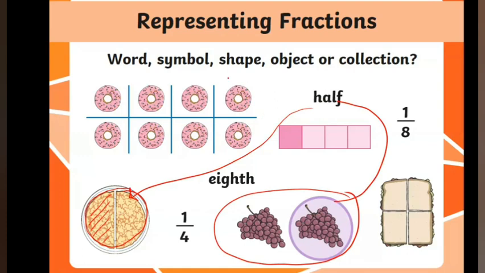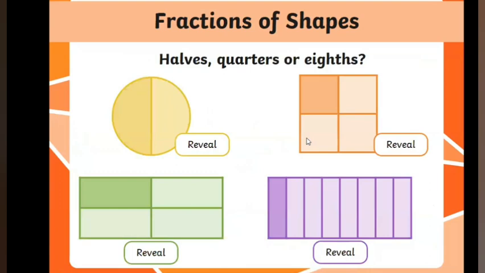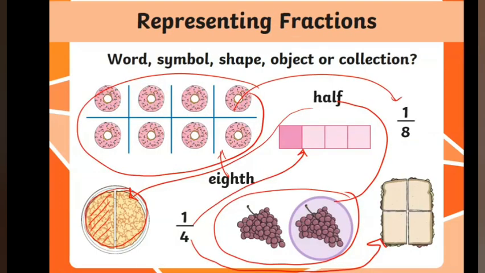1/8. That means from this collection there are 8 parts, no? Then it is 1/8, or an eighth. Then here 4 parts are there. Then 1/4. Here also there are equal 4 parts. Then 1 part is considered. Then it is called 1/4. Okay.